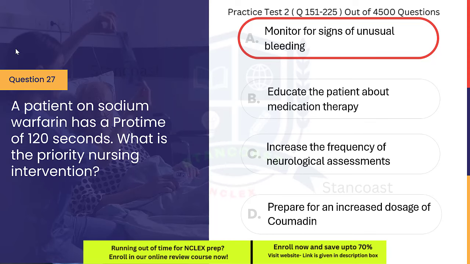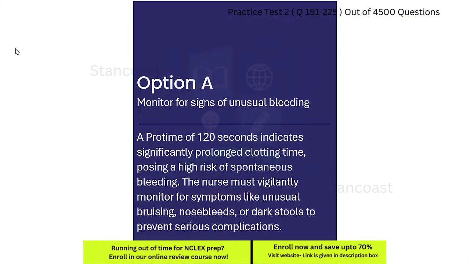Monitor for signs of unusual bleeding. A pro time of 120 seconds indicates significantly prolonged clotting time, posing a high risk of spontaneous bleeding. The nurse must vigilantly monitor for symptoms like unusual bruising, nosebleeds, or dark stools to prevent serious complications.